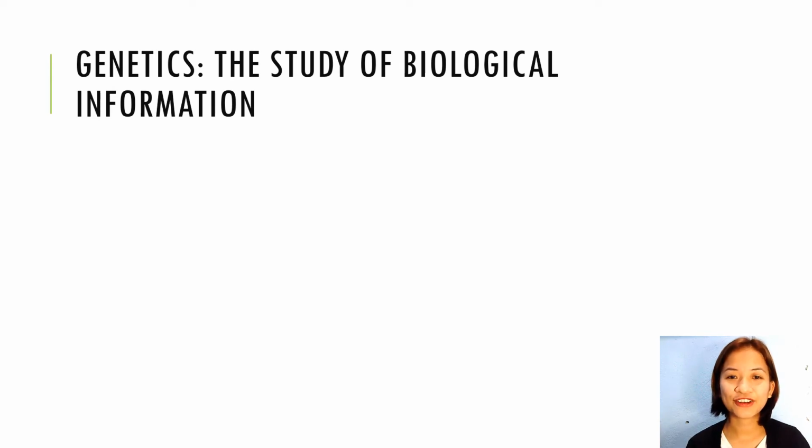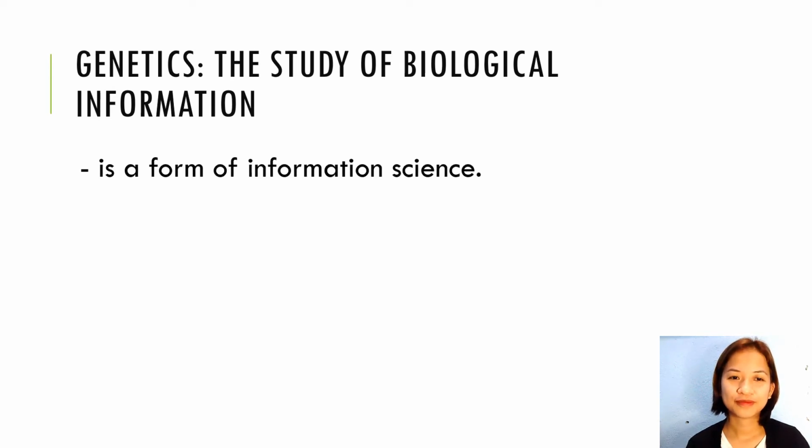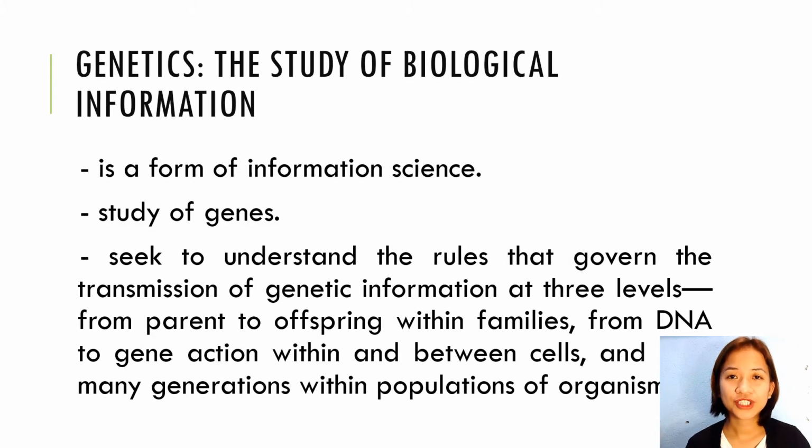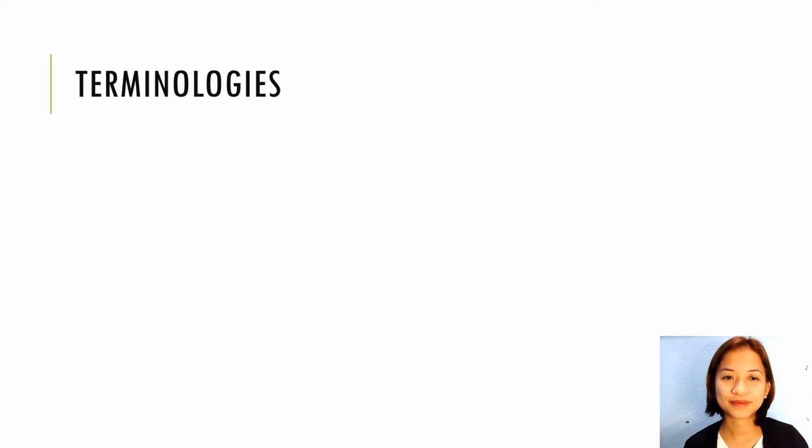Genetics, the study of biological information. It is a form of information science, and it is the study of genes. Geneticists seek to understand the rules that govern the transmission of genetic information at 3 levels. That is, from parent to offspring within families, from DNA to gene action within and between cells, and for many generations within populations of organisms.